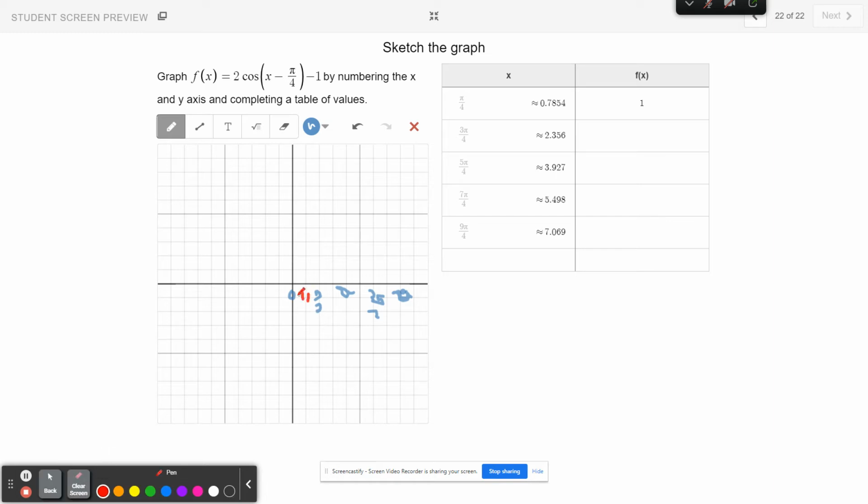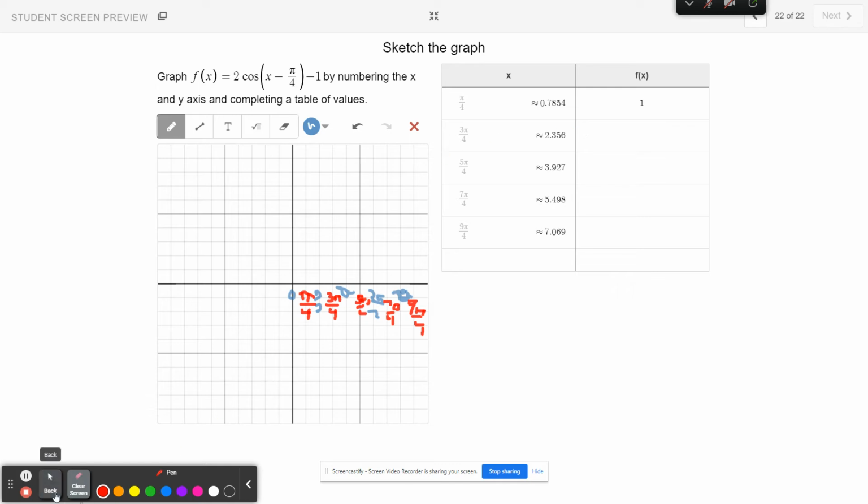Maybe this one's easier to write with. I want pi fourths there. And then this one would be 3 pi fourths. A little bit better to write with. This line right here would be 5 pi fourths. So pretty much each little line is a pi fourths. Then I got 7 pi fourths. And finally 9 pi fourths.